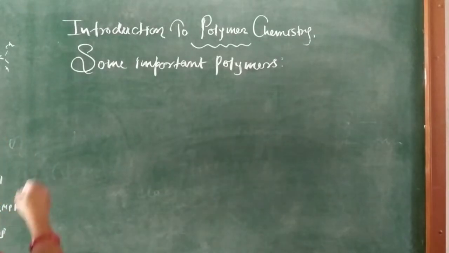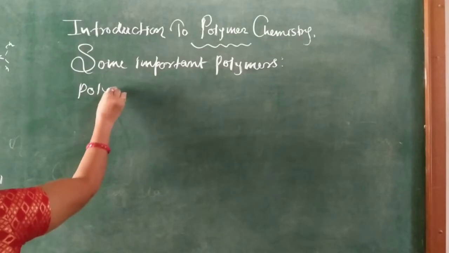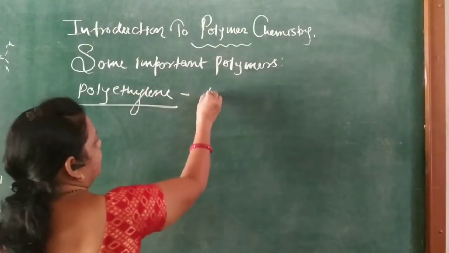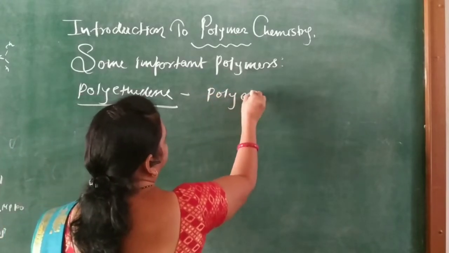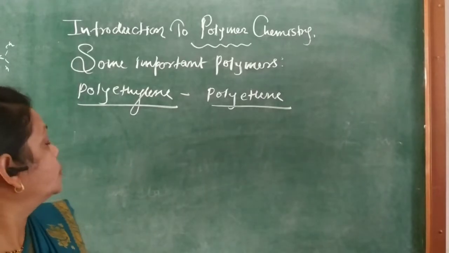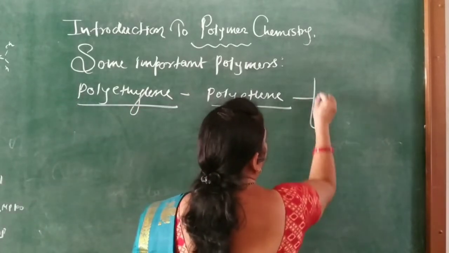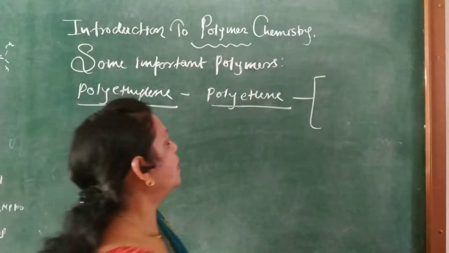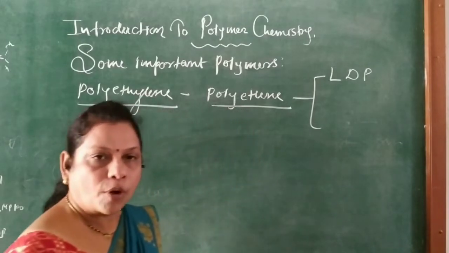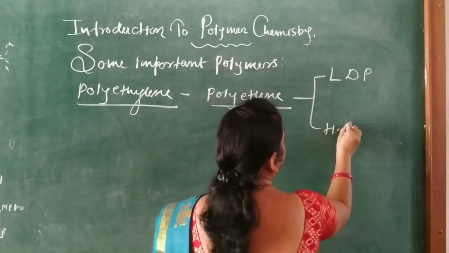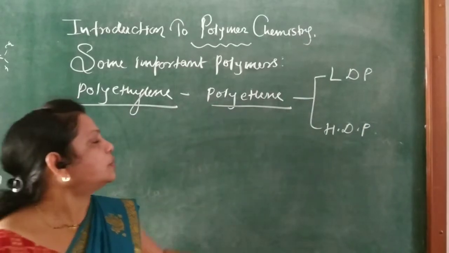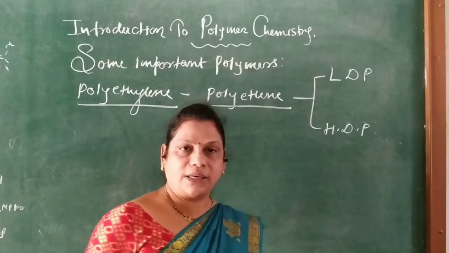So after vulcanization of rubber, the next important polymer is polyethylene. The IUPAC name of polyethylene is polyethylene because the monomer is ethylene. Here there are two types of polyethylene: one is low density polymer, that is low density polyethylene, and the other is high density polymer, that is high density polyethylene.